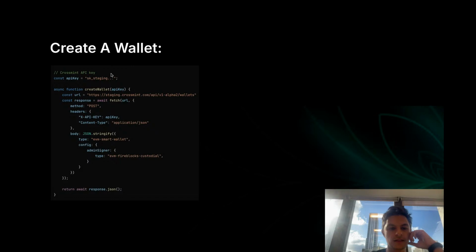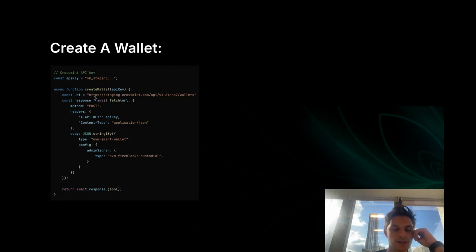So again, I think the ideal here is you copy paste the code later, but I'll explain here. Creating a wallet is super simple. First, you get the API key that you had from before, SK staging, and put it there. And then you need to write a function like this, create wallet.